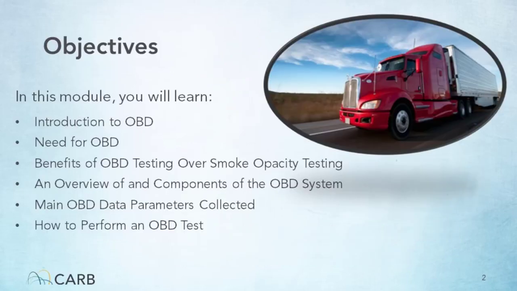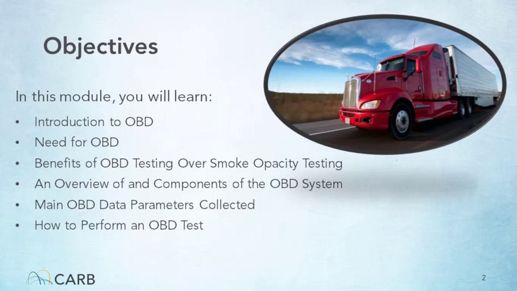Your objectives for this module are to learn some general information about the OBD system in vehicles that monitors for emissions-related issues and how these OBD systems are utilized as a vehicle compliance test within the HDI&M program.